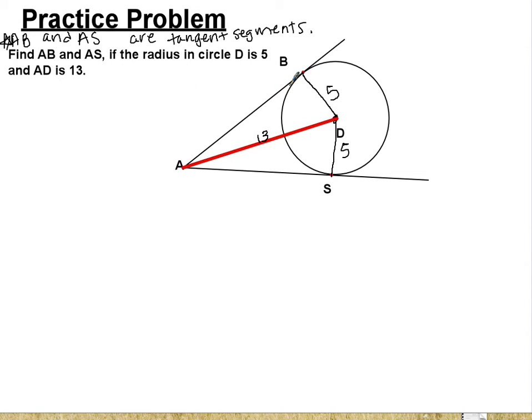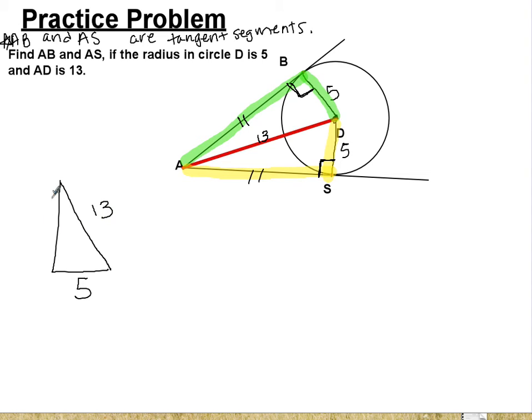If AB and AS are tangent segments, we know that the radius is going to be perpendicular to the tangent segment. So that means that this angle is 90 degrees. And the same is true for the other triangle. The radius is going to be perpendicular to that tangent. So if I'm trying to find the length of AB and AS, first of all, based on the two-tangent theorem, I know that they're going to be congruent to each other. So now all I have to do is figure out what they would be. Let me draw one of those triangles out where the radius was 5, AD was 13, and that unknown side, we'll just call that a.